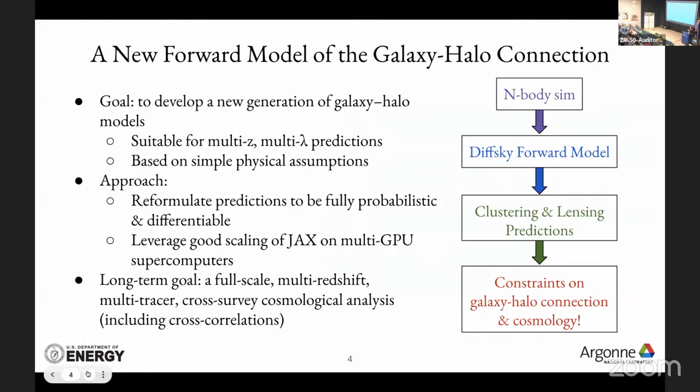So we have set out to design a new model of the galaxy halo connection to do all of those things. Our goal is that the model be based on simple physical assumptions and that it be suitable for making these multi-redshift, multi-wavelength predictions. And we have formulated our model to make predictions in a fully probabilistic and differentiable way, allowing us to leverage the good scaling of the JAX auto differentiation library on multi-GPU supercomputers. And our long-term goal with developing this pipeline is to do a full-scale, multi-redshift, multi-tracer cosmological analysis that includes data from multiple different surveys, including their cross-correlations.